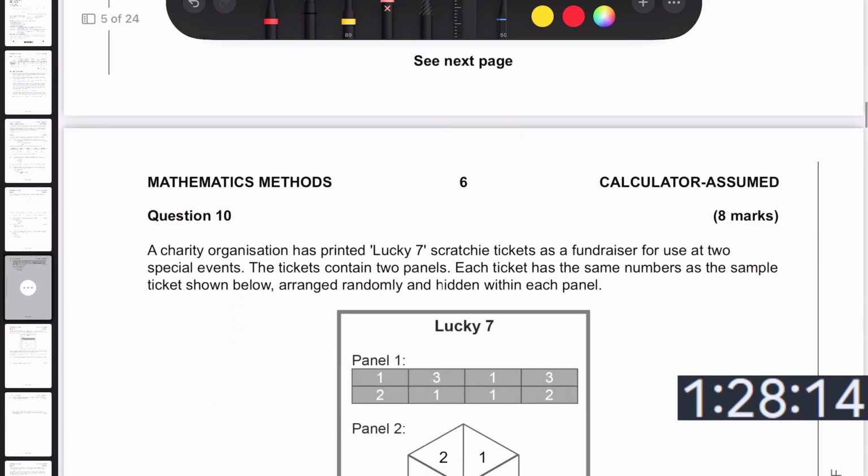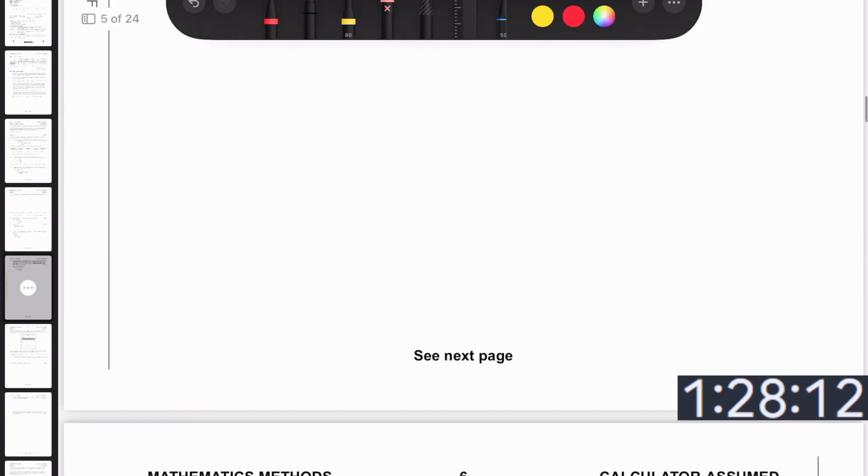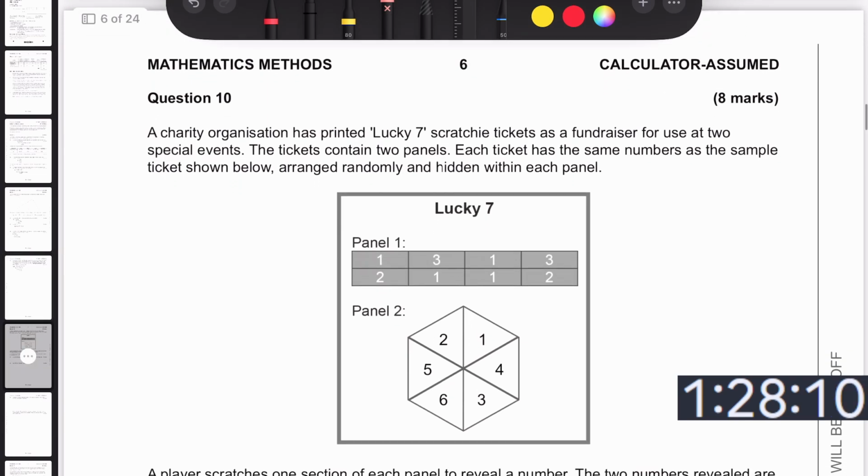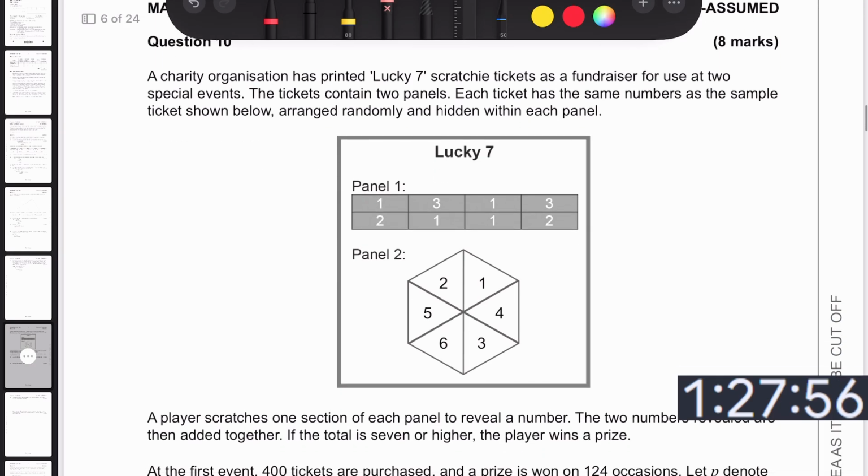Okay, going down. Oh, we love it when a page only has one question. A charity organization has printed lucky 7 scratchy tickets as a fundraiser for use at 2 special events. The tickets contain 2 panels. Each ticket has the same number as the sample tickets shown below. They are arranged randomly and hidden within each panel.